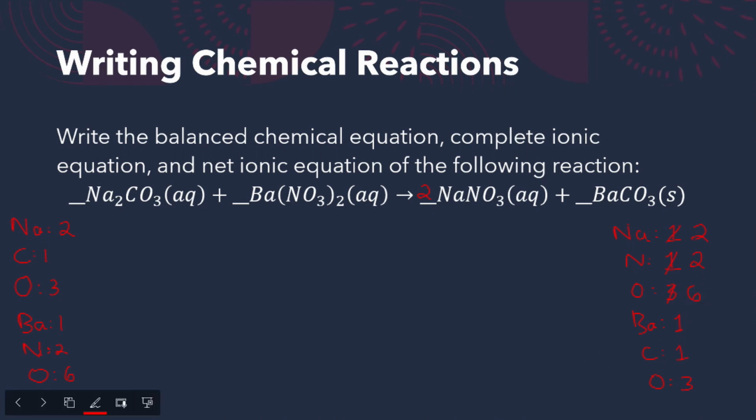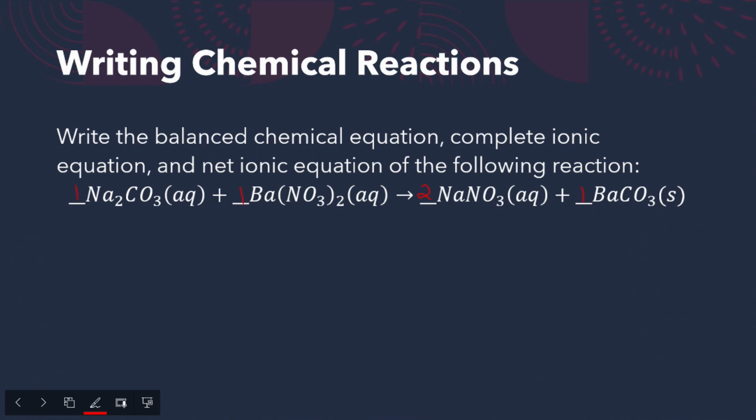Now let's see if there's anything else we need to fix. So we have 2 sodium atoms over here. We have 1 carbon atom over here. We have 3 over here and 3 over here. We have 1 barium, 2 nitrogens and 2 nitrogens, and we have 6 oxygens and 6 oxygens, which is perfect. So that 2 is all we needed, and the rest of these are 1s.